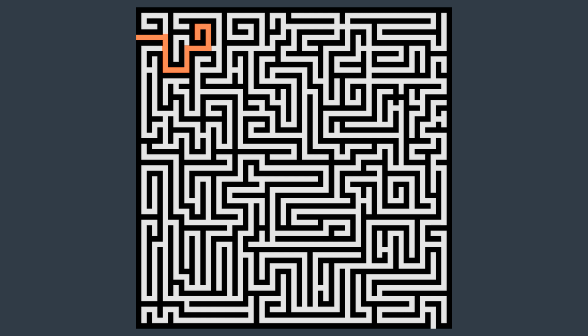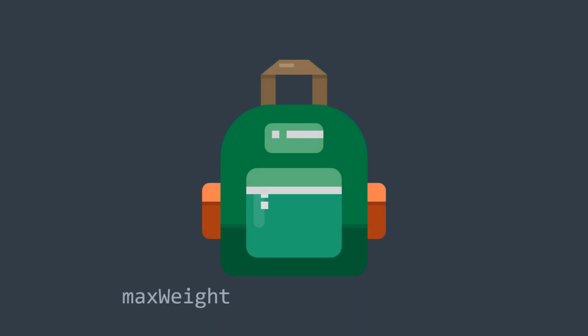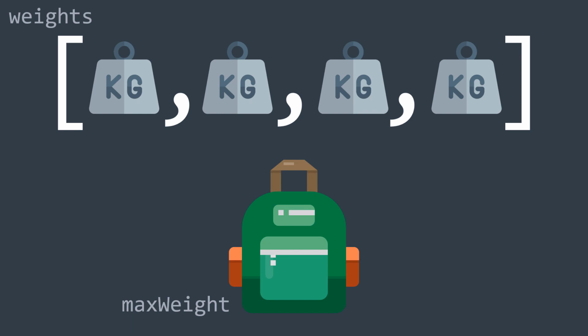Okay, let's see an example. We have a knapsack that can contain max weight kilograms, and we have an array weights where weights of I represents the weight of the item I, and we want to get all the possible combinations of items that we can take whose total sum doesn't exceed max weight.